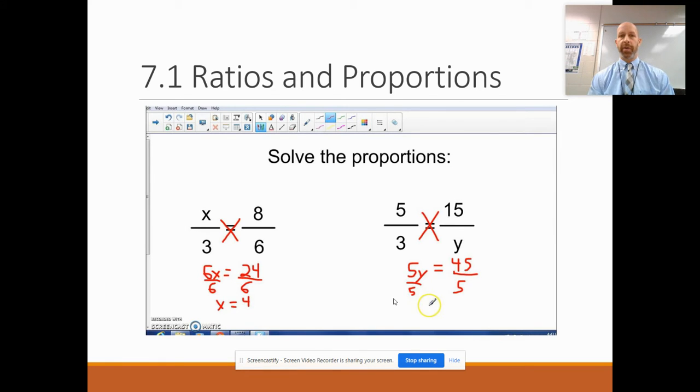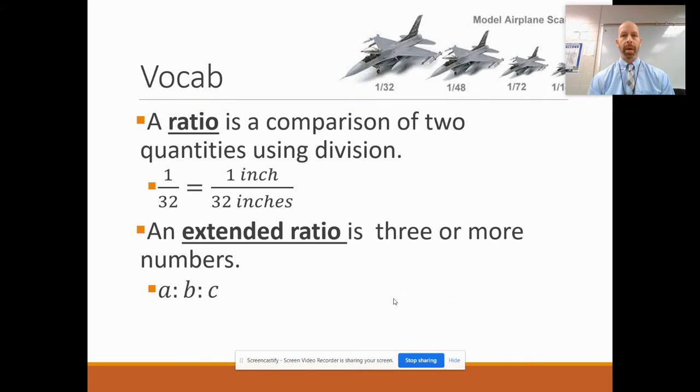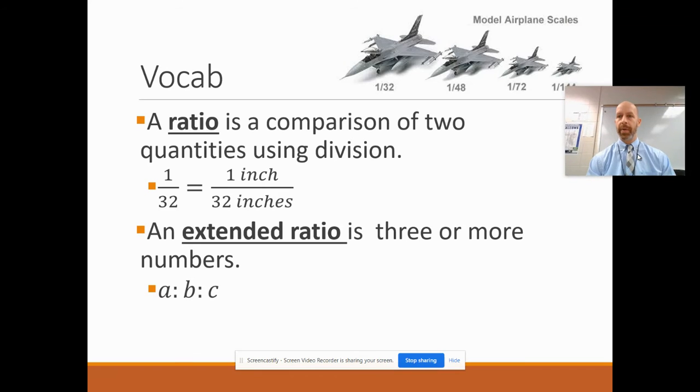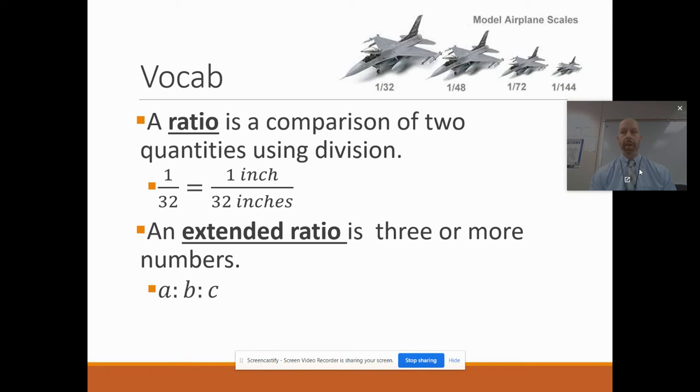So let's focus first on Section 7.1, which is on ratios and proportions. Let's go ahead and start off here by looking at some model airplanes. These models have a certain scale factor. We call that a ratio. So a ratio is just a comparison of two quantities.